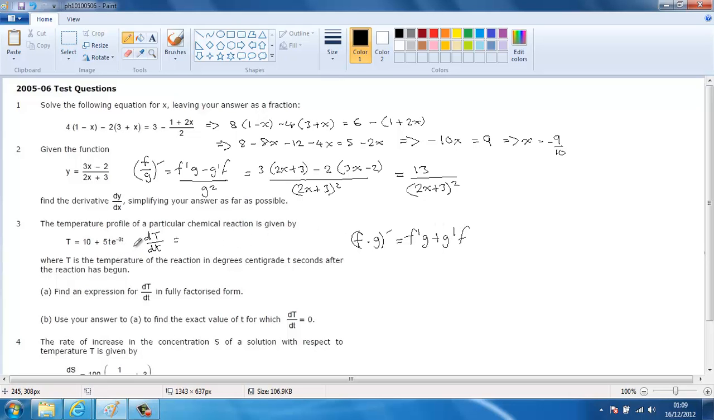So if we call 5t f, and e to the minus 3t g, then d by dt is f dash, so the derivative of 5t is 5, times the second function, e to the minus 3t, plus the derivative of the second function. Well, the derivative of e to the kt is k e to the kt, so in our case k is minus 3, so it's going to be minus 3 e to the minus 3t times the first function, 5t.